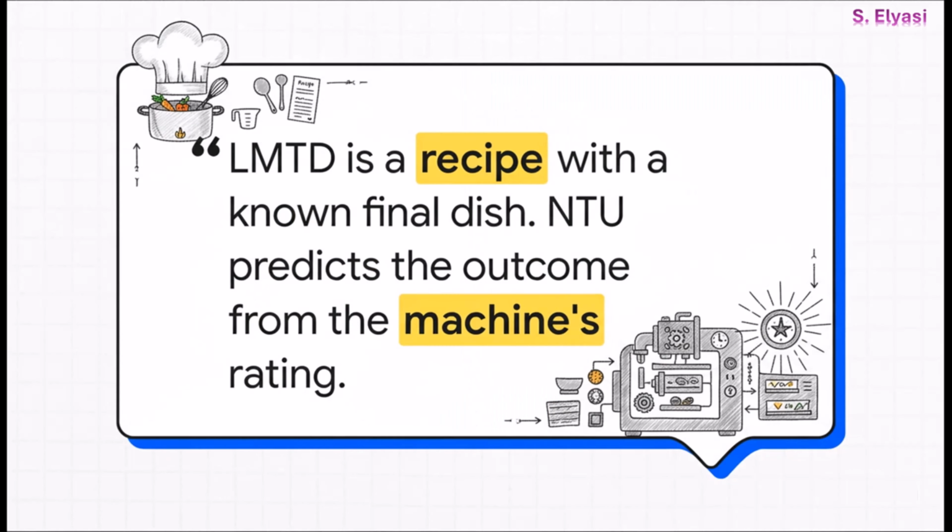And here is a fantastic way to think about it. The first method, LMTD, is like a recipe. You already know the final dish you want to make, and the recipe tells you exactly what size pan you need to use. The other method, NTU, is more like a machine that has a known efficiency rating. You put your materials in, and you use that rating to predict what's going to come out the other side.